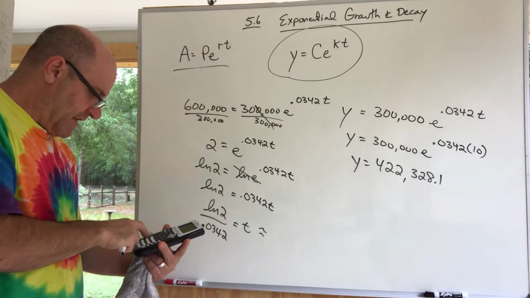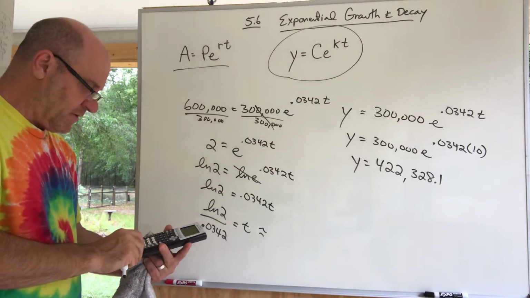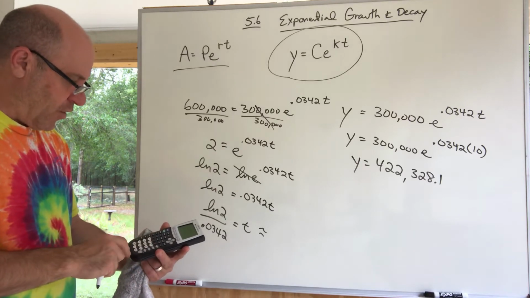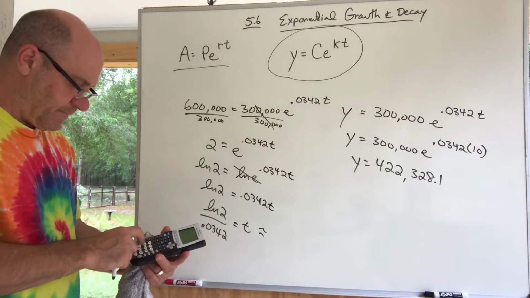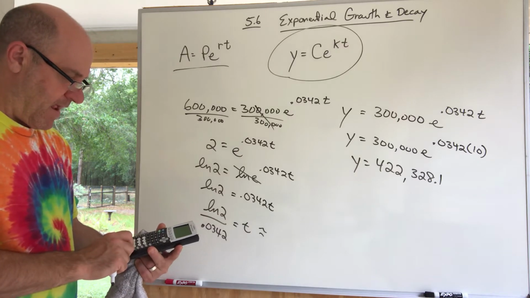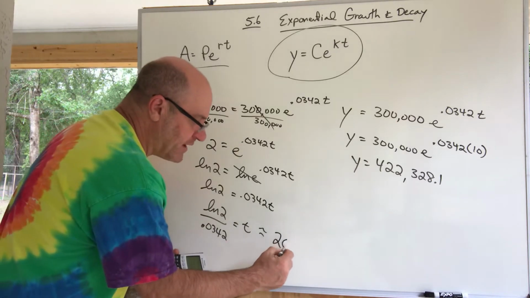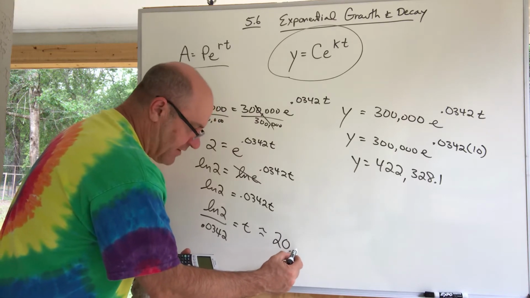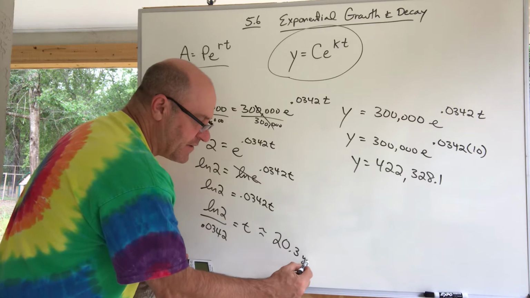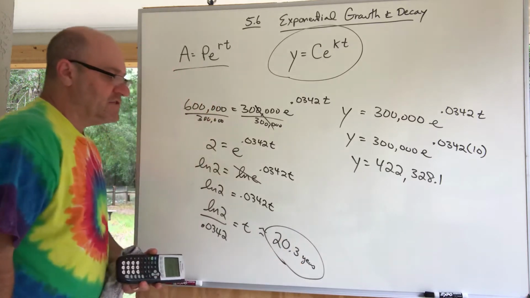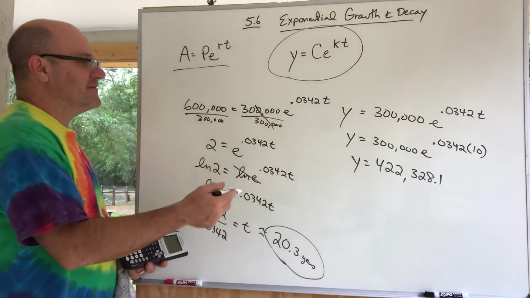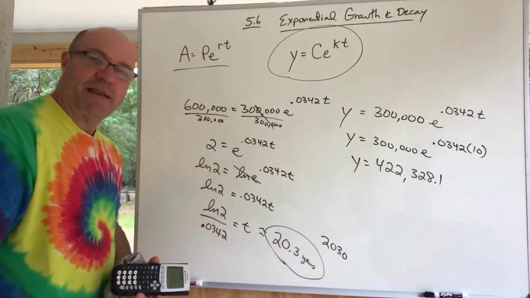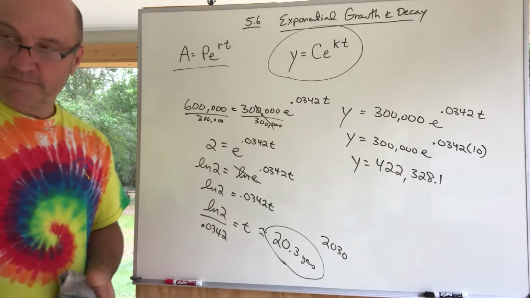Here I go. The natural log of 2 is a decimal. I put that in, there it is, and I divide by 0.0342. 20.267. These are years. I might round it to 20.3 years. So in the year 2030, we'll have doubled our population to 600,000.